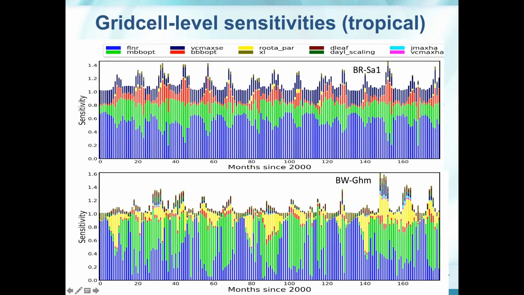Whereas on the bottom site, it's Botswana. It's quite a bit drier, more of a shrubby or savanna kind of site. And so we see a relatively larger influence of the green, the stomatal conductance slope parameter, relative to FLNR. And we also see this yellow one, the rooting depth distribution parameter, showing up as quite a bit more sensitive, indicating a greater role of soil moisture in driving the magnitude of photosynthesis, or GPP, at the site.